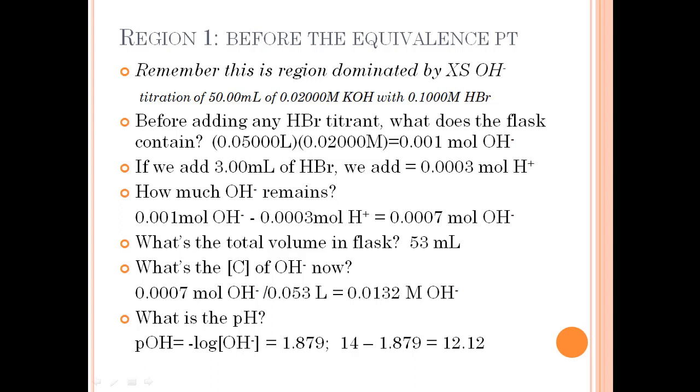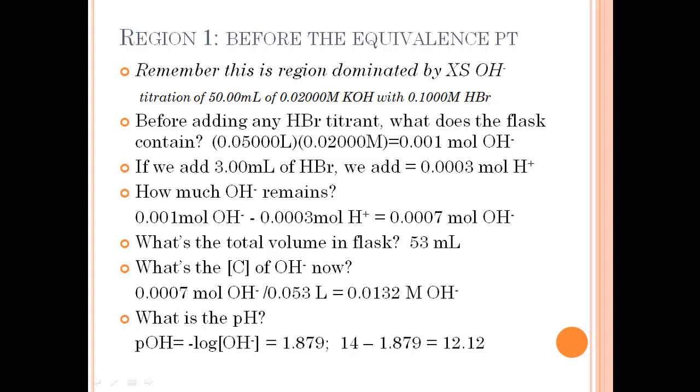Before you add any titrant or any acid, what does the flask actually contain? Well, we have 50 mL or 0.05 liters. And what is the molarity of that? Well, they told us it was 0.02 M KOH. So multiply the volume times the molarity, and it'll give you the number of moles of OH-. If you do that, you get 0.001 moles of OH-.